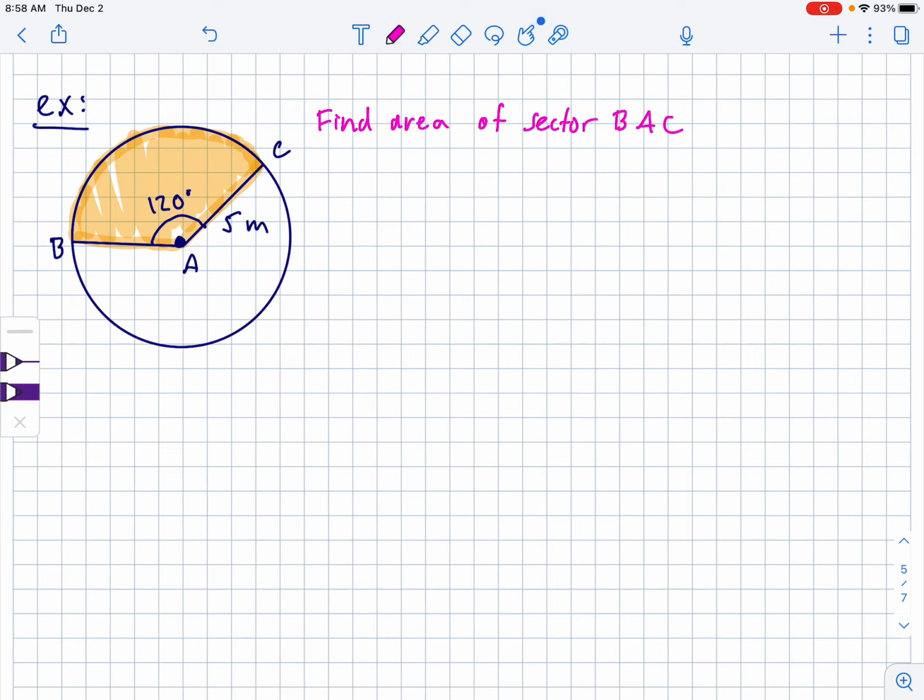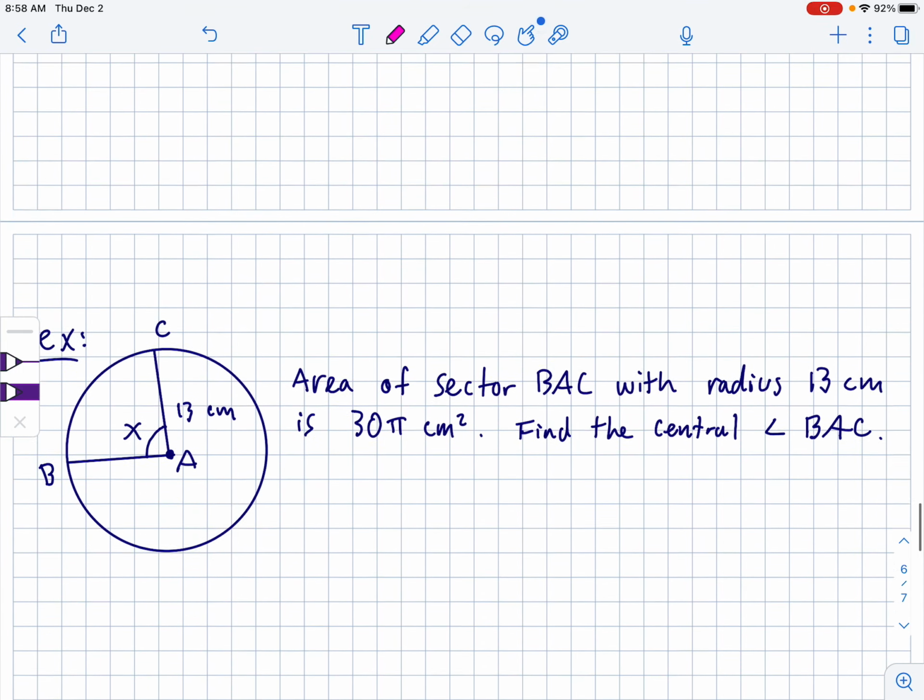At first you're like, wait, they didn't put the other side over there. But remember, it's a circle, so all the radiuses are the same, radii. So we have 5 and 5. So the area is going to be, what, theta, 120 degrees, times the radius, which is 5. Or no, it's pi comes first, sorry. Pi r squared. So pi 5 squared all over 360. So that is 26.2 meters squared. That's it.